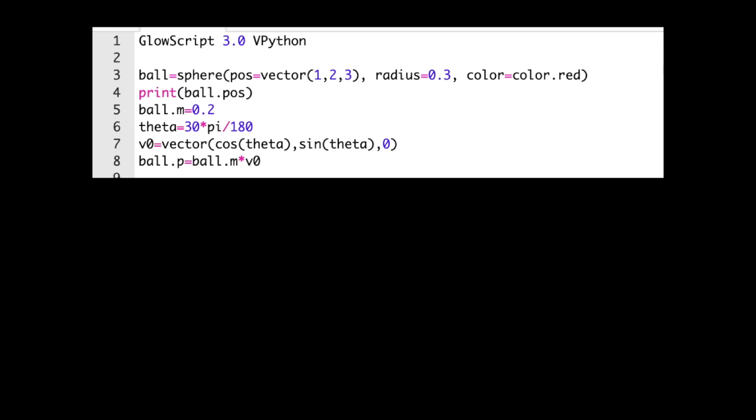Then I have theta. I just made up a name, theta, for the angle, and I want it to be 30 degrees. Well, you have to convert that to radians. There is more than one way to do that, but I just multiply it by pi and divide by 180 to convert to radians. And then I have my initial velocity vector, which I mentioned before, but here you can see it's a vector: cosine theta, sine theta, 0. And then I can write down the momentum of the ball, ball.p. I associate p as a property of the ball. So ball.p is just the mass, ball.m, times the velocity.